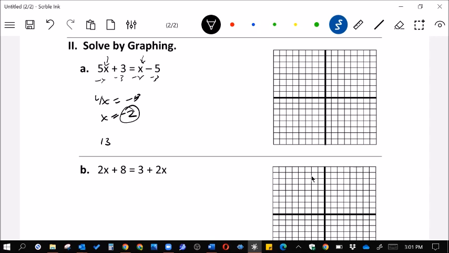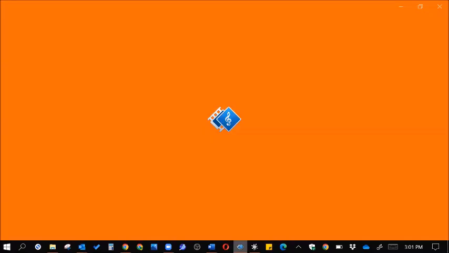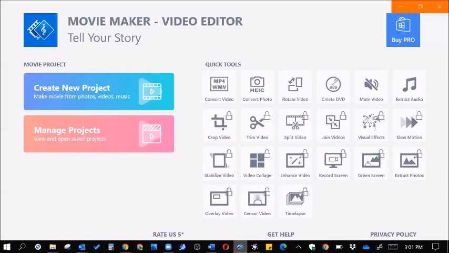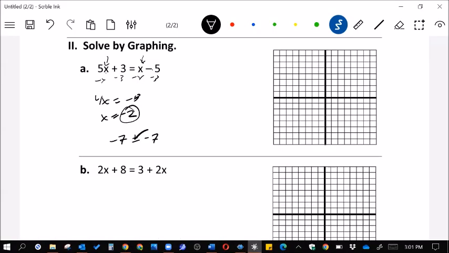And does it work? Oh, no, it's not 13 because it's plus. So 5 times -2 is -10, plus 3 is -7. On the other one, -2 minus 5 is also -7. And that means the point where these two lines meet should be -2 and -7.